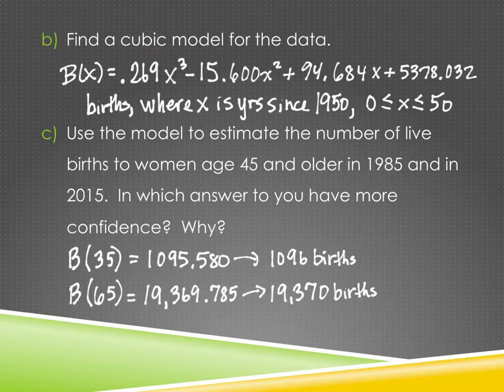And which of those two answers is more convincing? Which do we have more confidence in being correct? It's the 1985 one, and it's not simply because 1096 seems more likely than 19,000. Although it does seem more likely than the 19,000 given the data we had, right? Why should we be more convinced that that one's right when I look at the two values? This one we are more confident in.